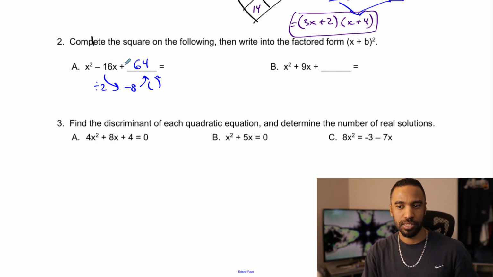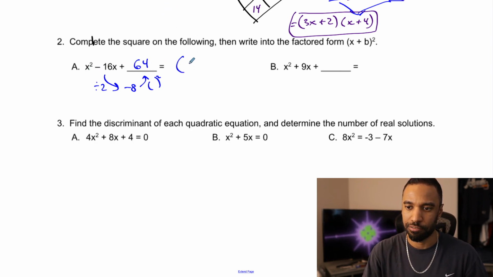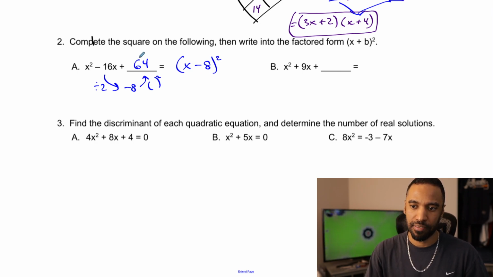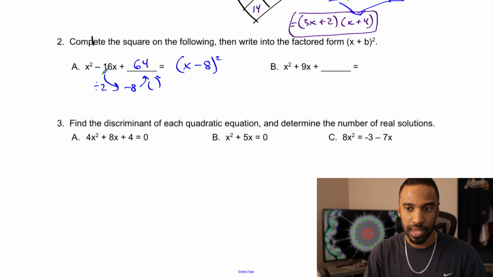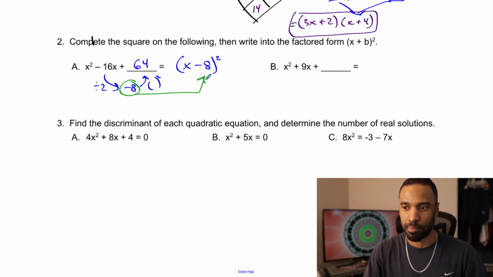So that's what completes the square, and this is what breaks it down to the perfect square trinomial that can factor to x minus 8 quantity squared. Negative 8 times negative 8 is 64. Negative 8 plus negative 8 is negative 16. The two numbers that multiply to make 64 and add to make negative 16 are negative 8 and negative 8. Yes, it is this number right here. That's the kind of easy way to remember it.